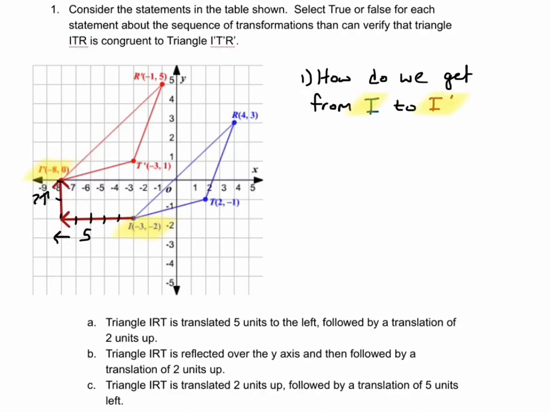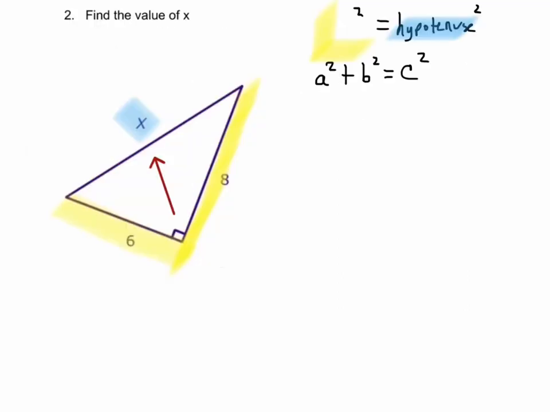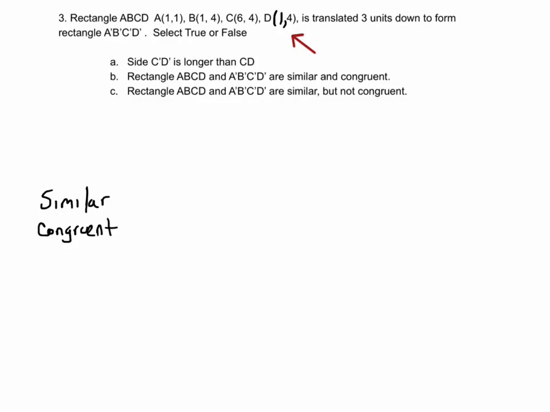So now you need to tell me which ones are true. Find the value of x. Alright, so we need to know this by now. Use our Pythagorean theorem. I've kind of color coordinated this for you enough that you should be able to plug this in. You need to know how to use Pythagorean theorem. There's a mistake on number 3. It was supposed to be D is 1, 4. And you need to tell me which ones are true.